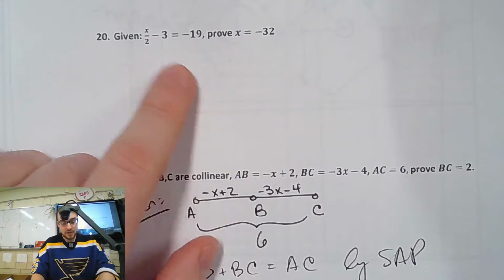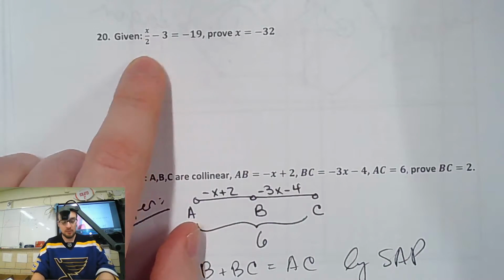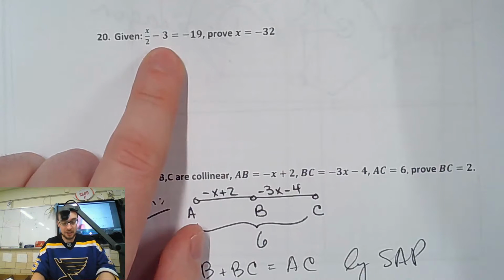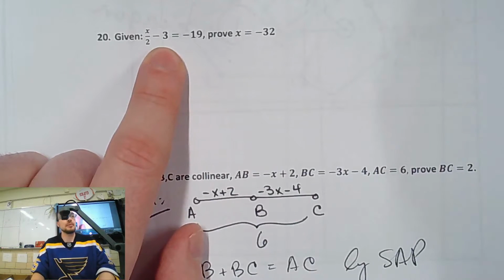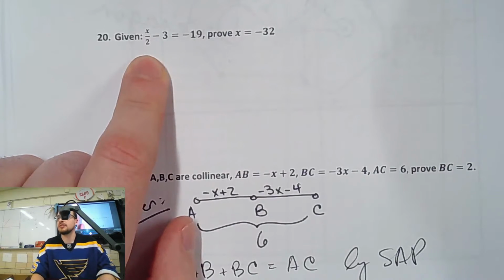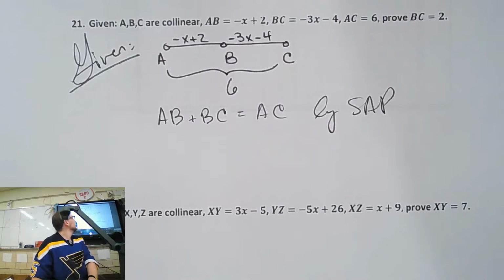This one for fun, class. What properties would I use to solve this one? Division. I'd use the addition property of equality, and I'd use what? Multiplication property of equality to solve. Done. X would be negative 32. 21. A, B, and C are collinear.